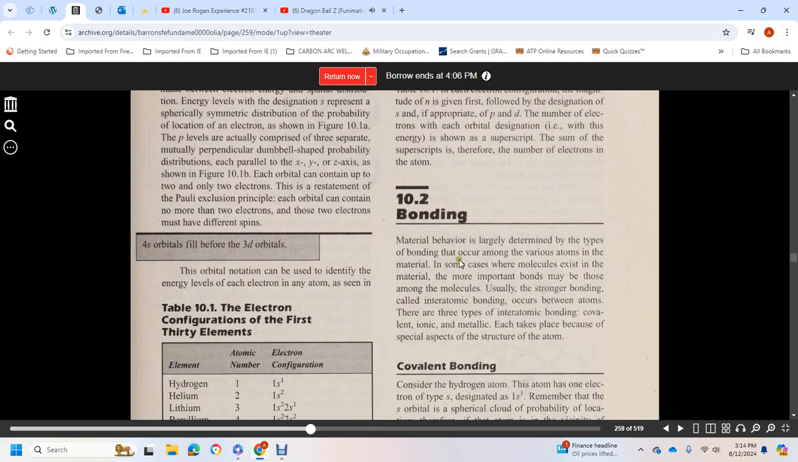Material behavior is largely determined by the type of bonding that occurs among various types of material. In some cases, molecules exist. More important bonds may be those among molecules. Usually, strong bonding called interatomic bonding occurs between atoms.